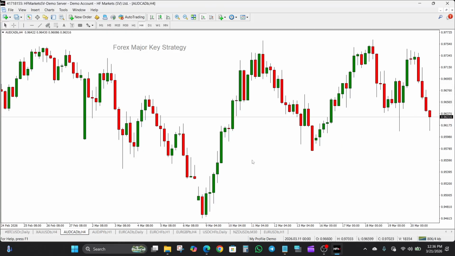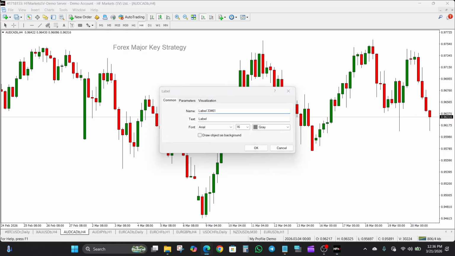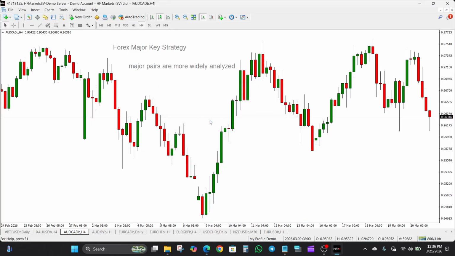Another advantage is that major pairs are more widely analyzed. News, economic data, and technical analysis are more reliable because more traders are watching these pairs. For beginners, this is very important. Trading exotic or less liquid pairs can be unpredictable and expensive due to wider spreads.